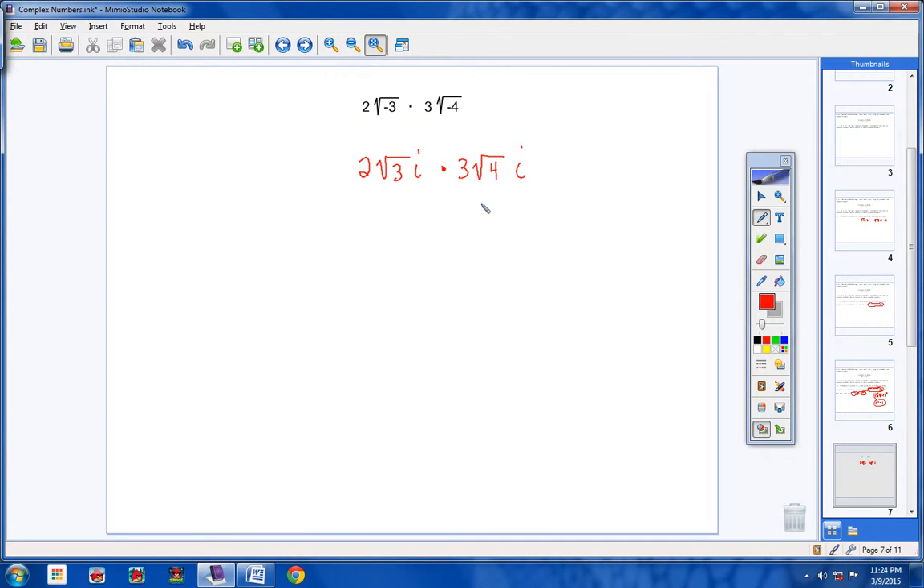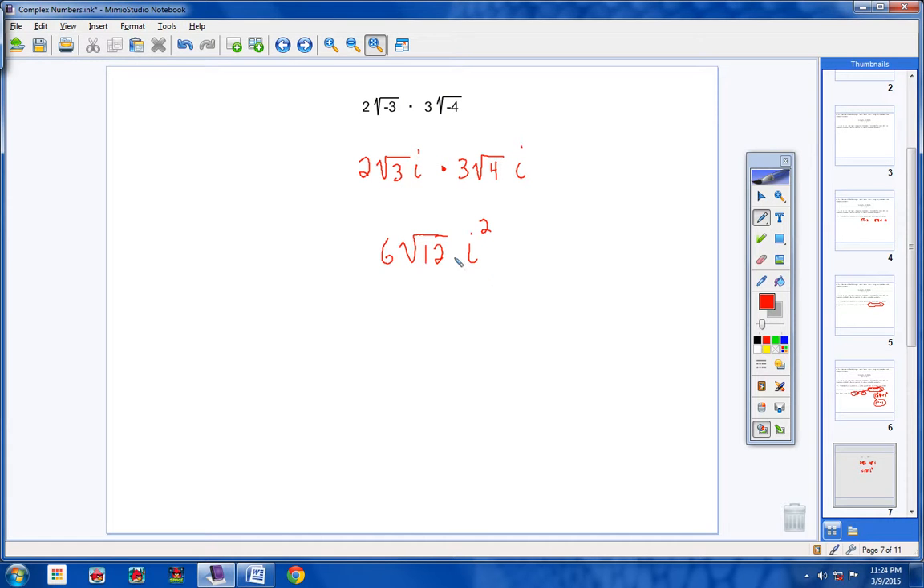Now multiply these two groups together. 2 times 3 is 6. 3 times 4 is 12. i times i is i squared. Okay, look that over. Make sure you don't have any questions. Alright.